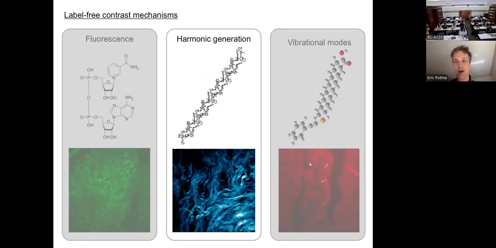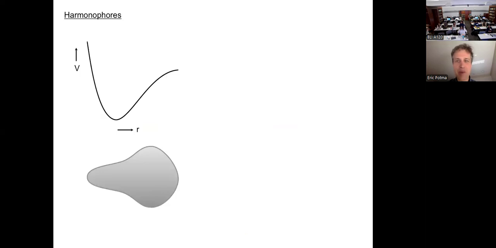All right, so I'm going to jump to harmonic generation now. All right, so what's up with this? So let's see what actually this signal comes from. When I was a student, I always wondered, where does the signal come from? So here's our potential again, and let's say I have a molecule that is really oddly shaped like this.